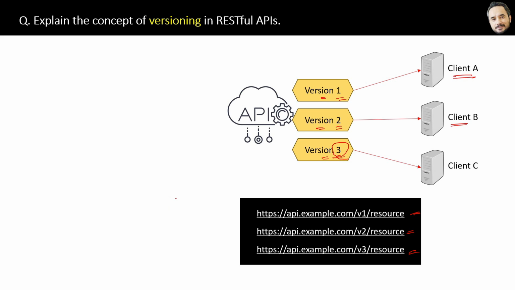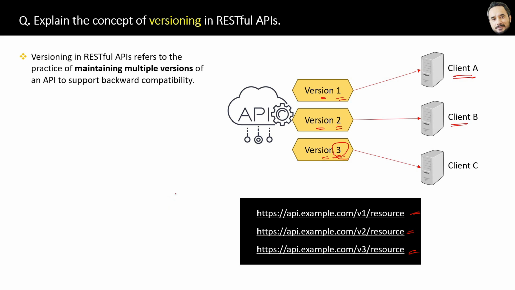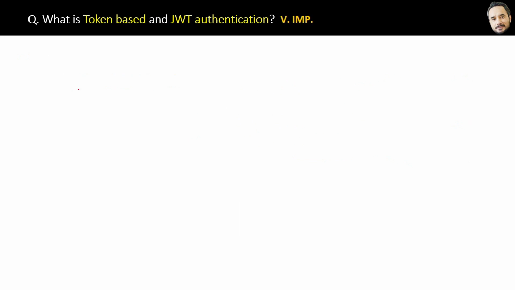And here is the definition. Versioning in RESTful APIs refers to the practice of maintaining multiple versions of an API to support backward compatibility. That's it. What is token-based authentication and JWT authentication?